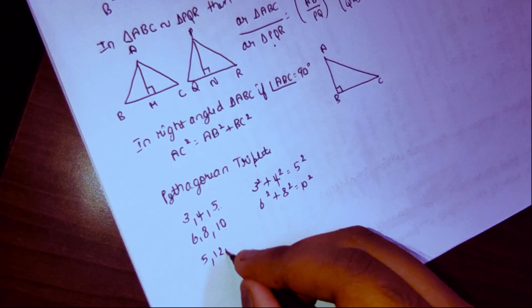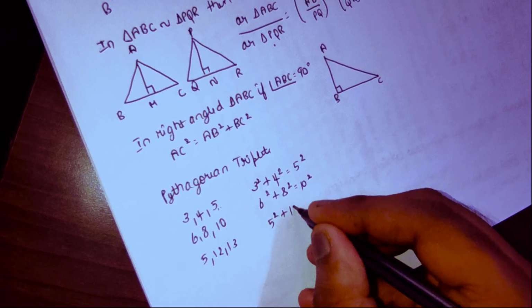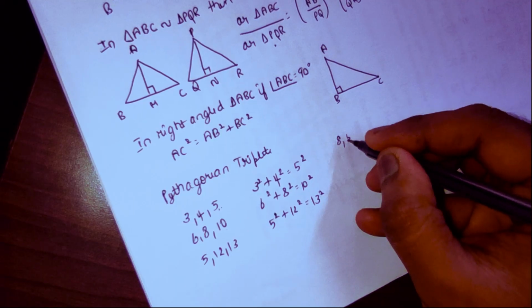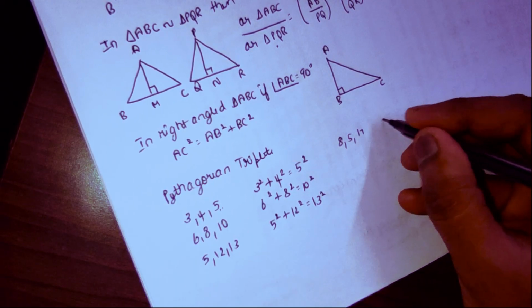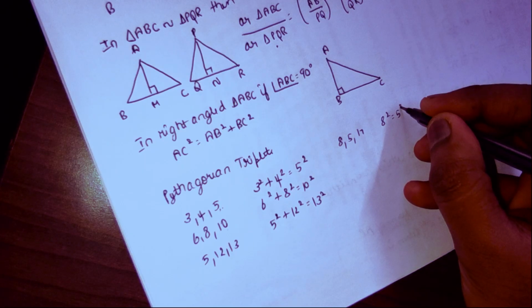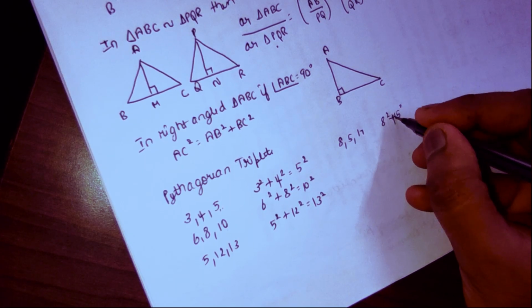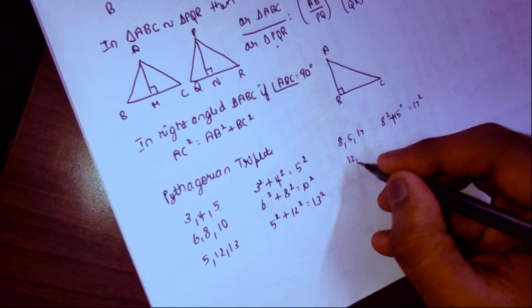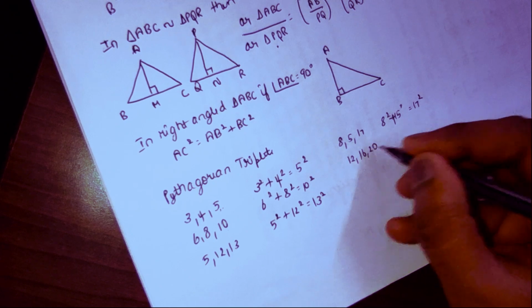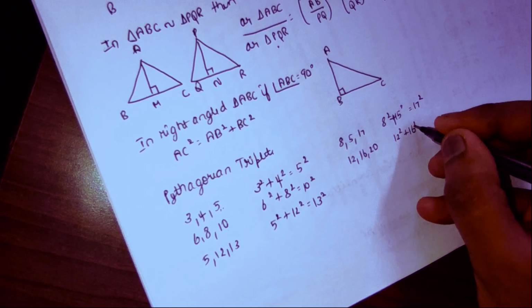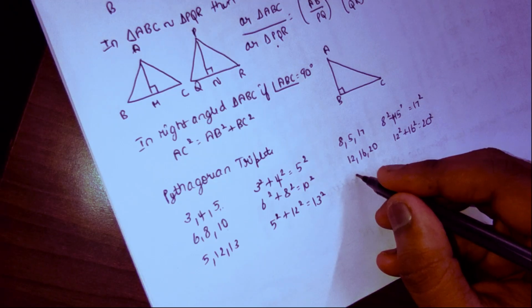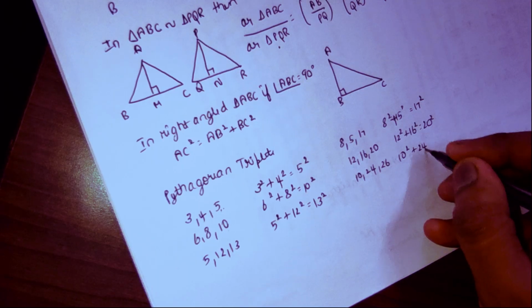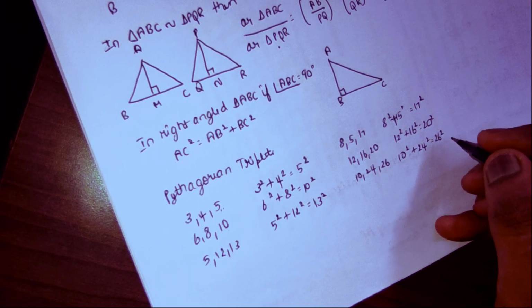5, 12 and 13. 5 square plus 12 square is equal to 13 square. Same with 8, 15 and 17. 8 square plus 15 square is equal to 17 square. 12, 16 and 20. 12 square plus 16 square is equal to 20 square. 10, 24 and 26. 10 square plus 24 square is equal to 26 square.